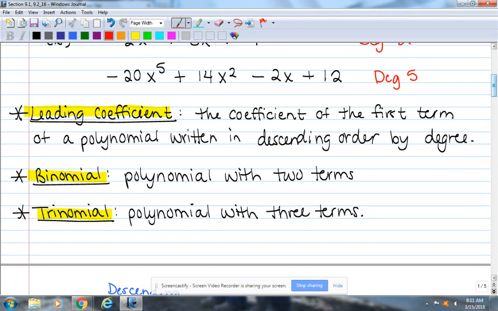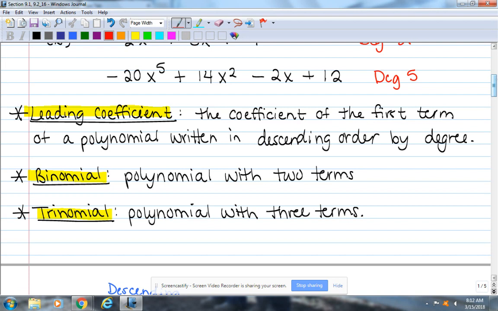But a leading coefficient is if we have our polynomial arranged by the degree, then it would be the coefficient in front of the first variable. So it's the term in front of the first variable of a polynomial after we put it in decreasing order. If you hear me say descending and decreasing, it's the same thing. It goes highest to lowest, is what that means.